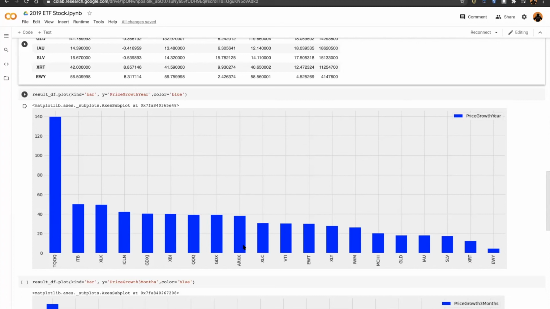But yeah, this year I also bought the TQQQ and ARKK. They grew a lot too. But with the TQQQ, you have to be careful because this one is leveraged. So if they lose, they lose a lot.